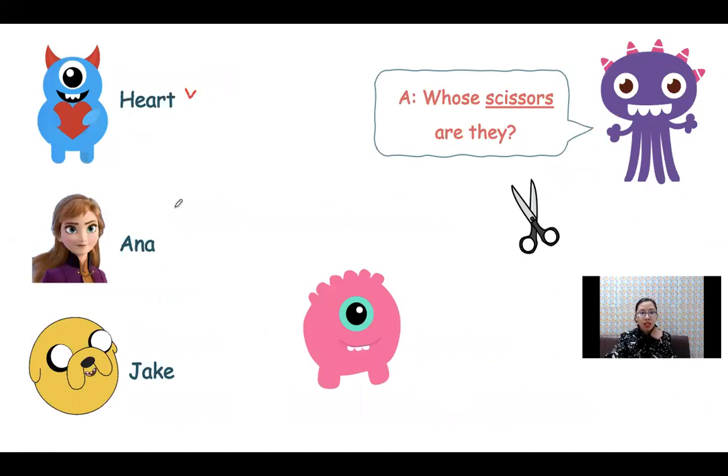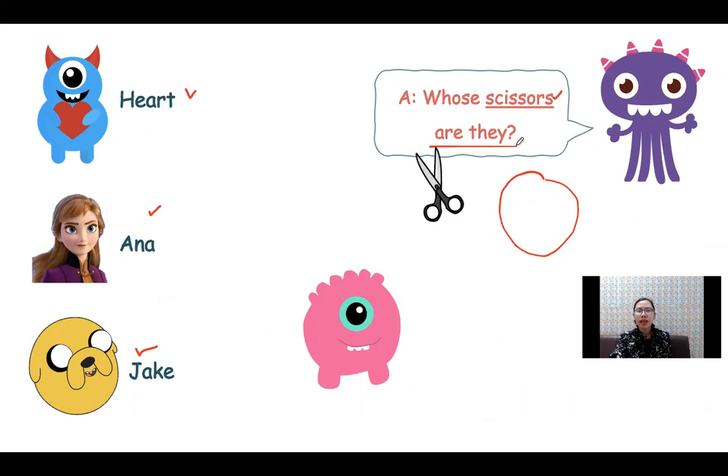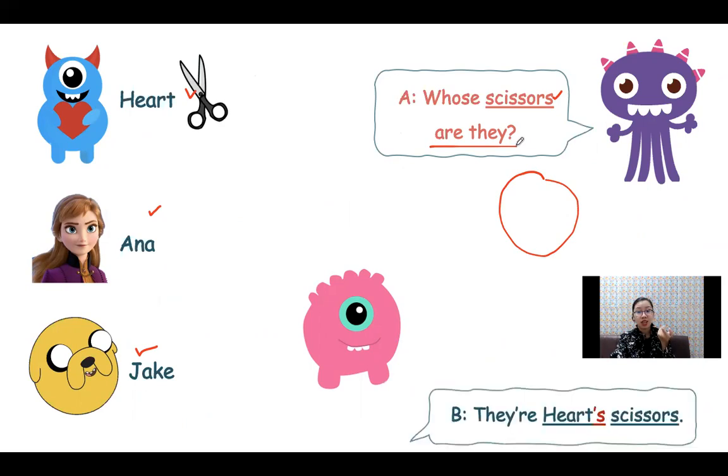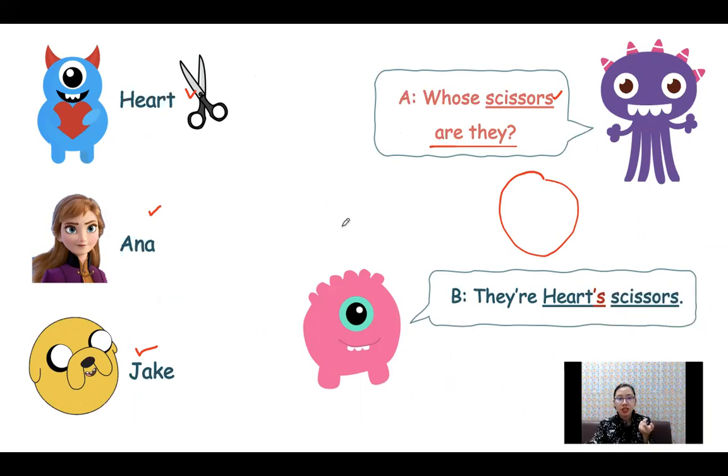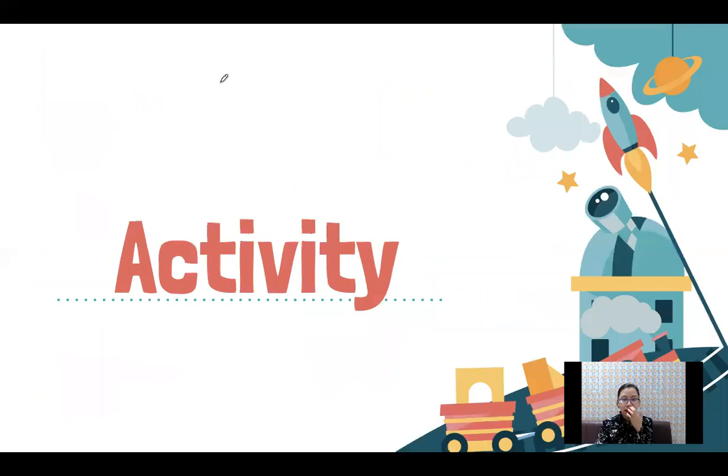So we have Hart, Anna, and Jake. Now, whose scissors are they? Scissors is a plural noun, so we use are they. So whose scissors are they? Jake's? No, it's their Hart's scissors. Okay, all right, understand.